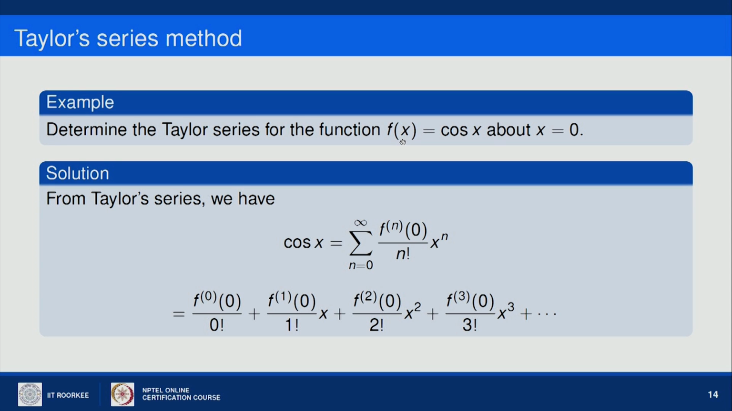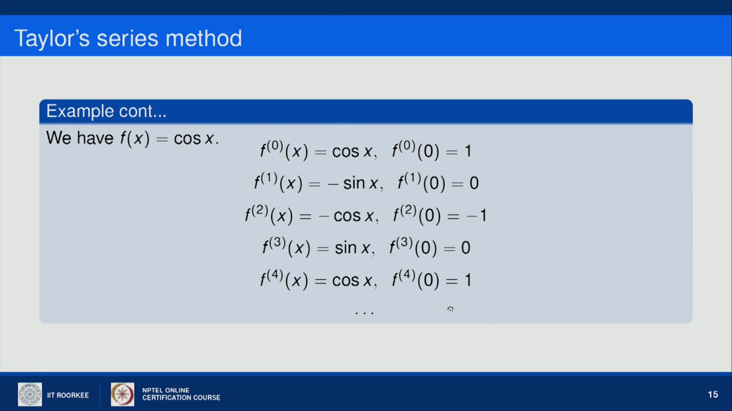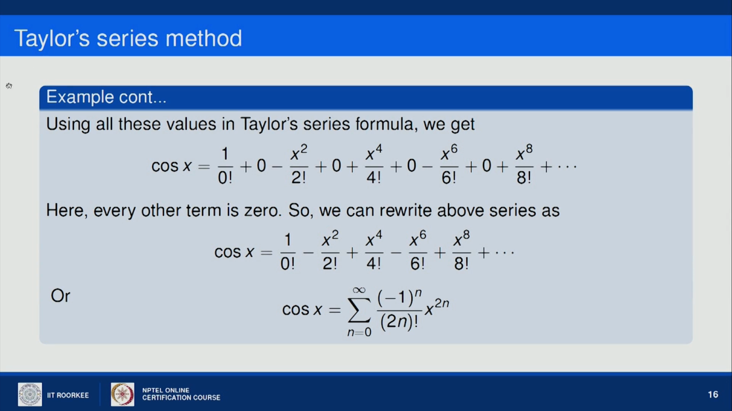We can also use the Taylor series for finding the approximation of a function about a given point. For example, if I want to find the expression of f(x) equals cos x about x equals 0, the Taylor series is given by this one, and hence I have different order derivatives in different terms. After calculating all these at x equals 0, I will get 1, 0, minus 1, 0, 1, and then substituting in the expression I will get 1 minus x square by factorial 2 plus x raised to power 4 upon factorial 4, and so on.